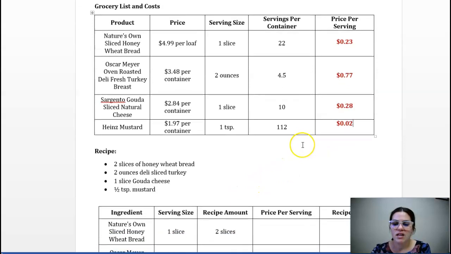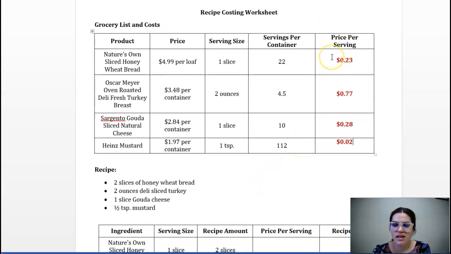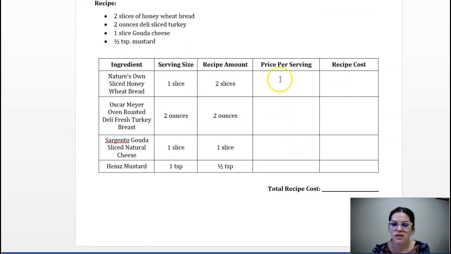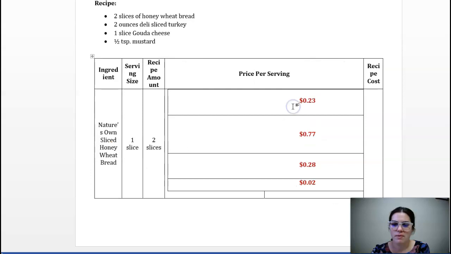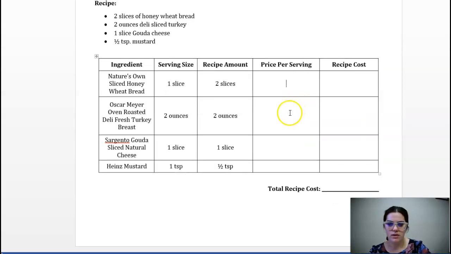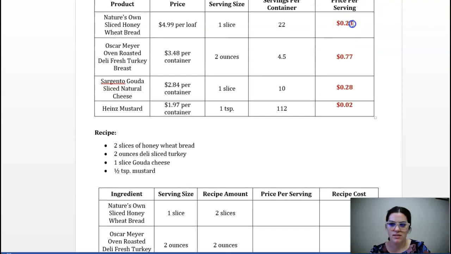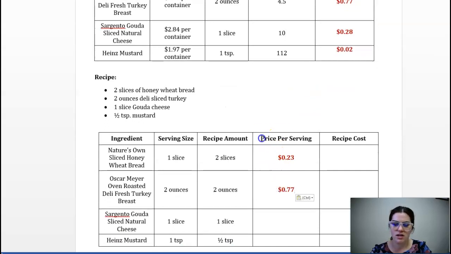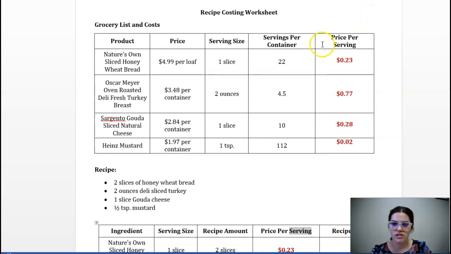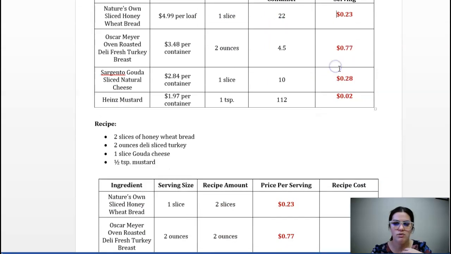Okay. So the way I have this set up is that you are going to fill the bottom table in with the price per serving. So you'll also do this on the worksheet that you complete and turn in for a grade. So you see price per serving, we just estimated price per serving because we took the total price for that product, and we divided it by the number of servings per container. So that equals price per serving.